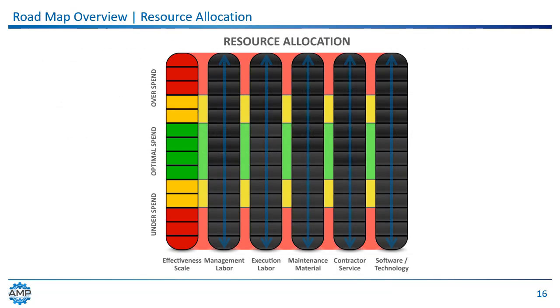Earlier, I said that asset management is about balancing resources with risk. In other words, about spending the right amount of money to achieve the desired performance from your assets at the least risk to the business. When we talk about resources, we're talking about things that are common to any organization. The cost and effort of management, asset care execution, the cost of maintenance and materials, the cost of contracted services, and the cost of the software and other technology that supports asset management.